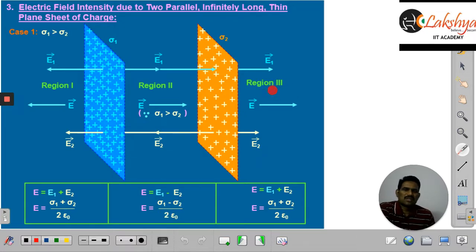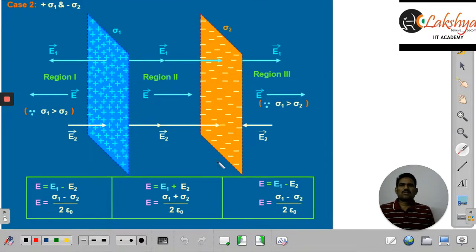Next we are taking region 3. The electric field due to this plane will be away from the plane, so E1 will be towards right, and the electric field due to this plane is also away from the plane, so that is also towards right. Both are towards right, and so the resultant is also towards right. Therefore you can write this electric field as E1 plus E2, or (sigma 1 plus sigma 2) by 2 epsilon naught. That is the case when sigma 1 is greater than sigma 2.